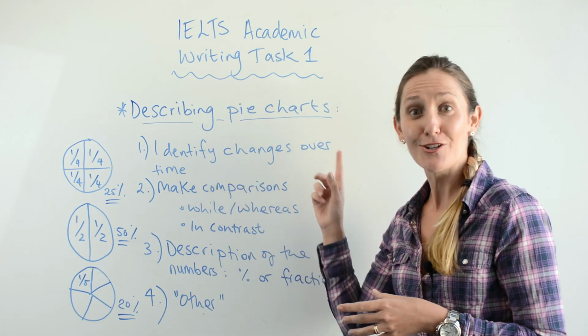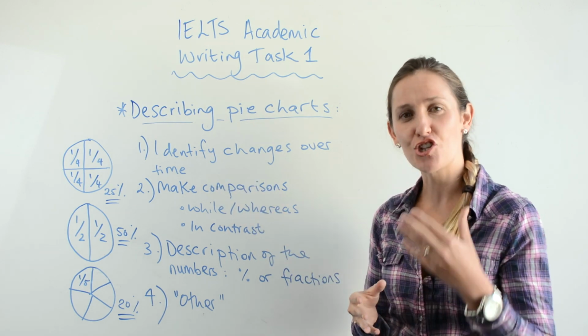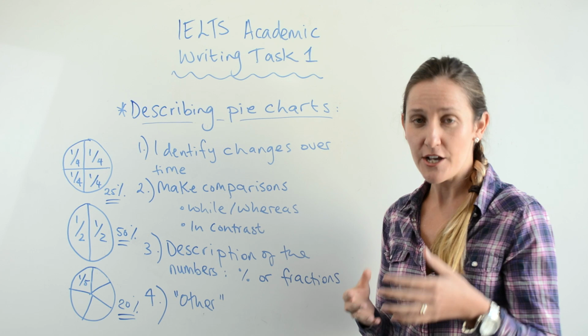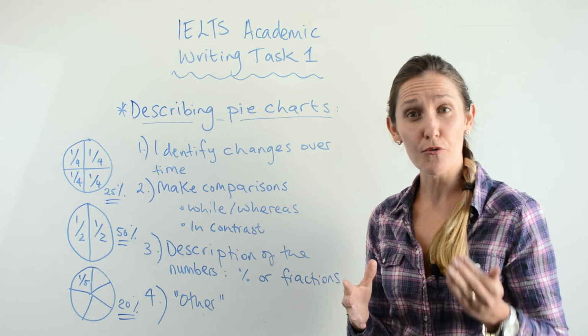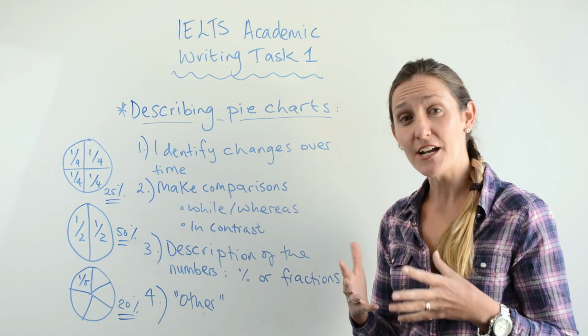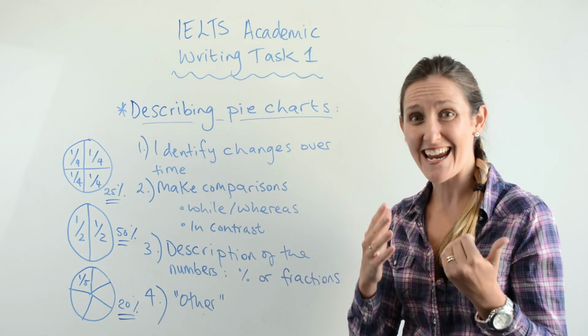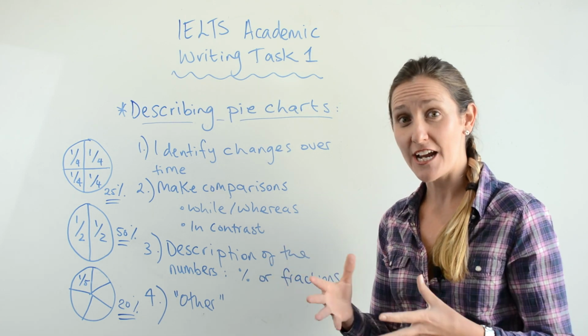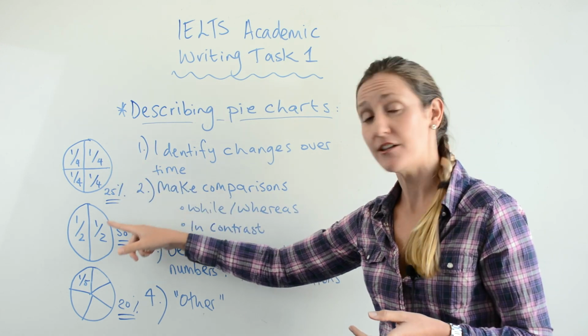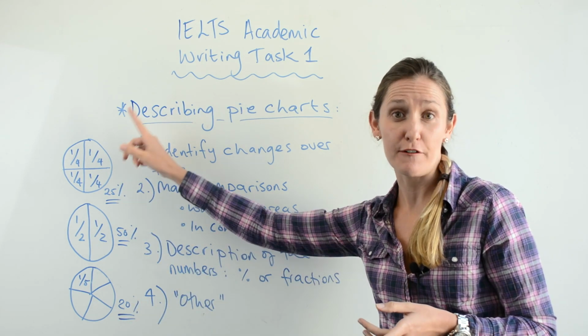The first thing is, usually you need to talk about changes over time. So often you might be given 2 or 3 pie charts and they might show a period of 10-year difference between each pie chart, in which case you'll need to describe how the numbers have changed from the first to the last period.